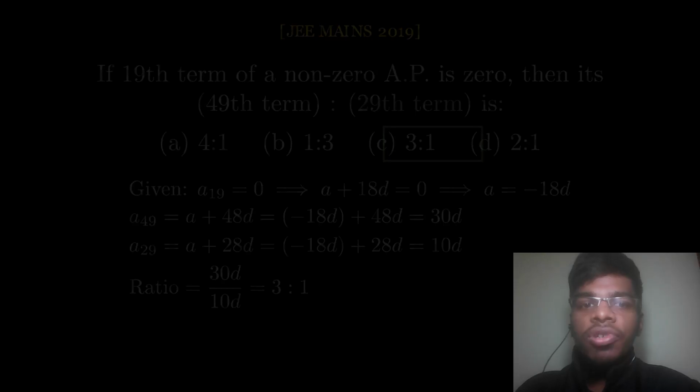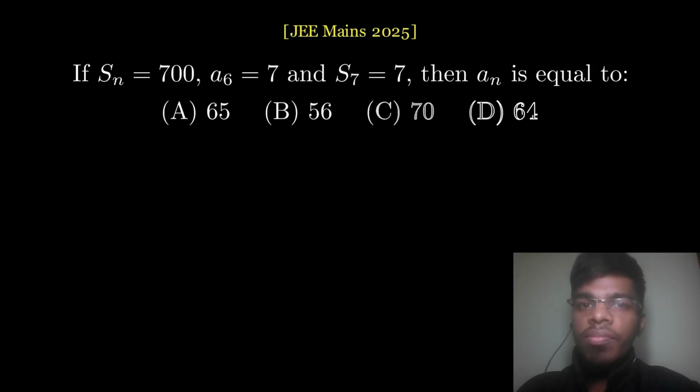Okay, so now let's move on to the next question. Our next question has appeared in the 2025 session, which is very recent. And over here, we are given that the sum of first n terms is equal to 700, the sixth term is 7, and the sum of first 7 terms is equal to 7. And we are told to find the nth term, right? And these are the options. Pause the video and give it a try. Okay, so now let's solve it.